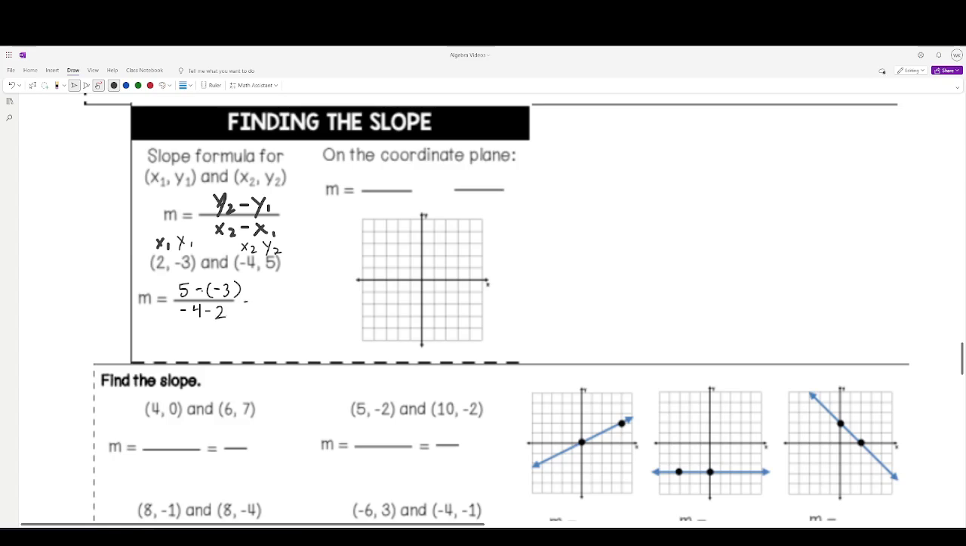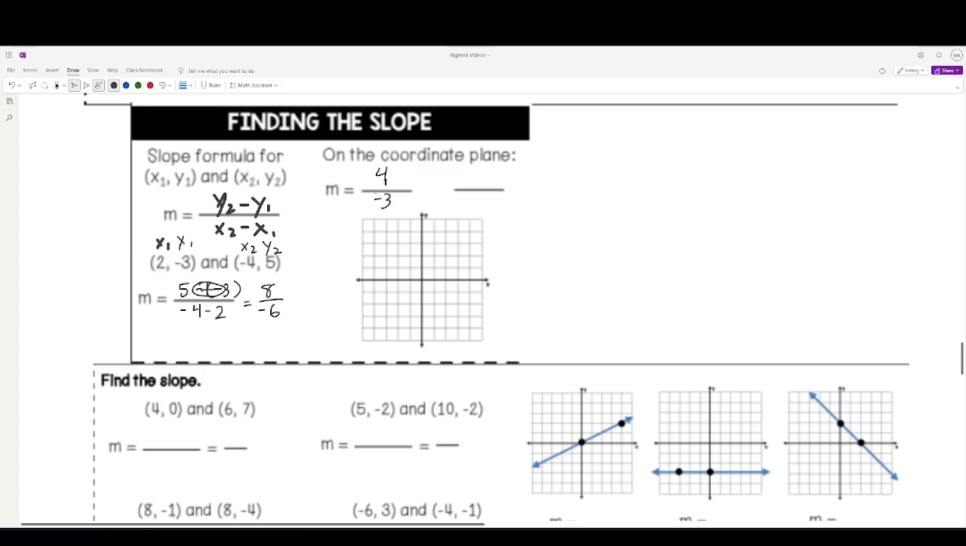So that is going to be equal to 5 plus 3. Anytime we have minus a negative, we make it a plus. So 5 plus 3 is 8. -4 minus 2 is -6. So I have a negative and another negative, I get a bigger negative number. And that simplifies to 4 over -3.